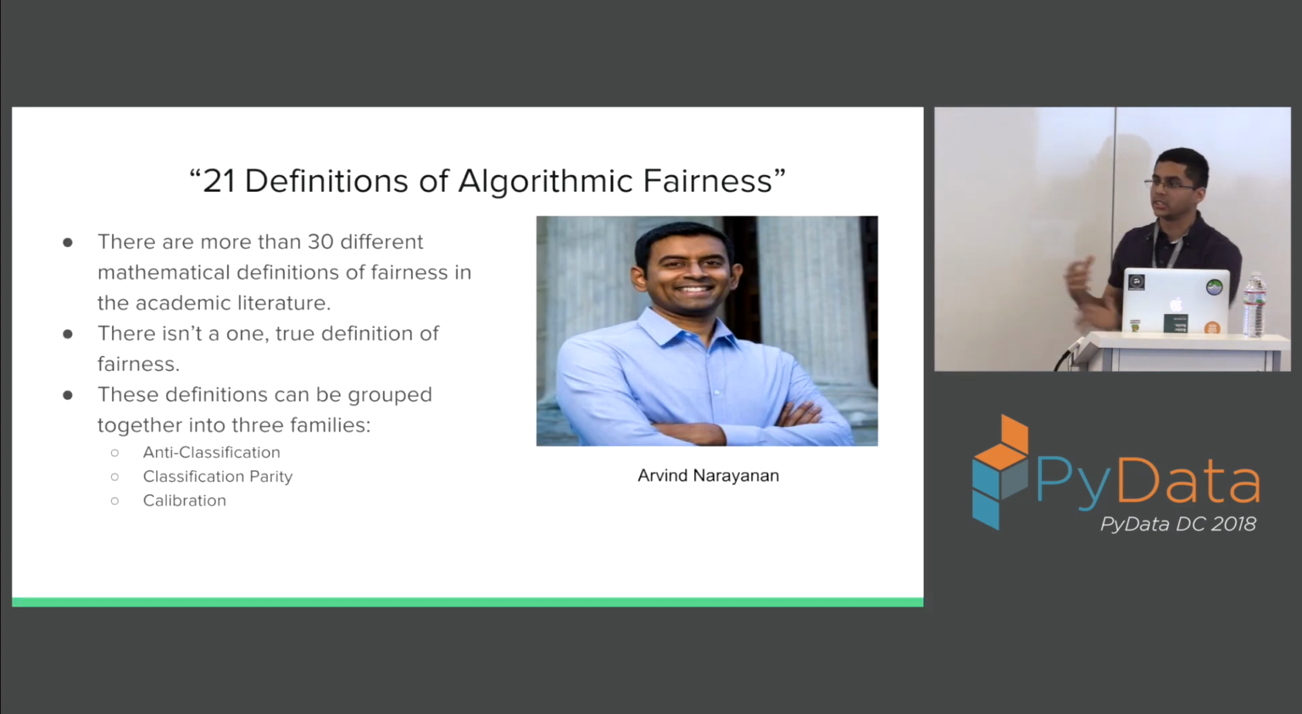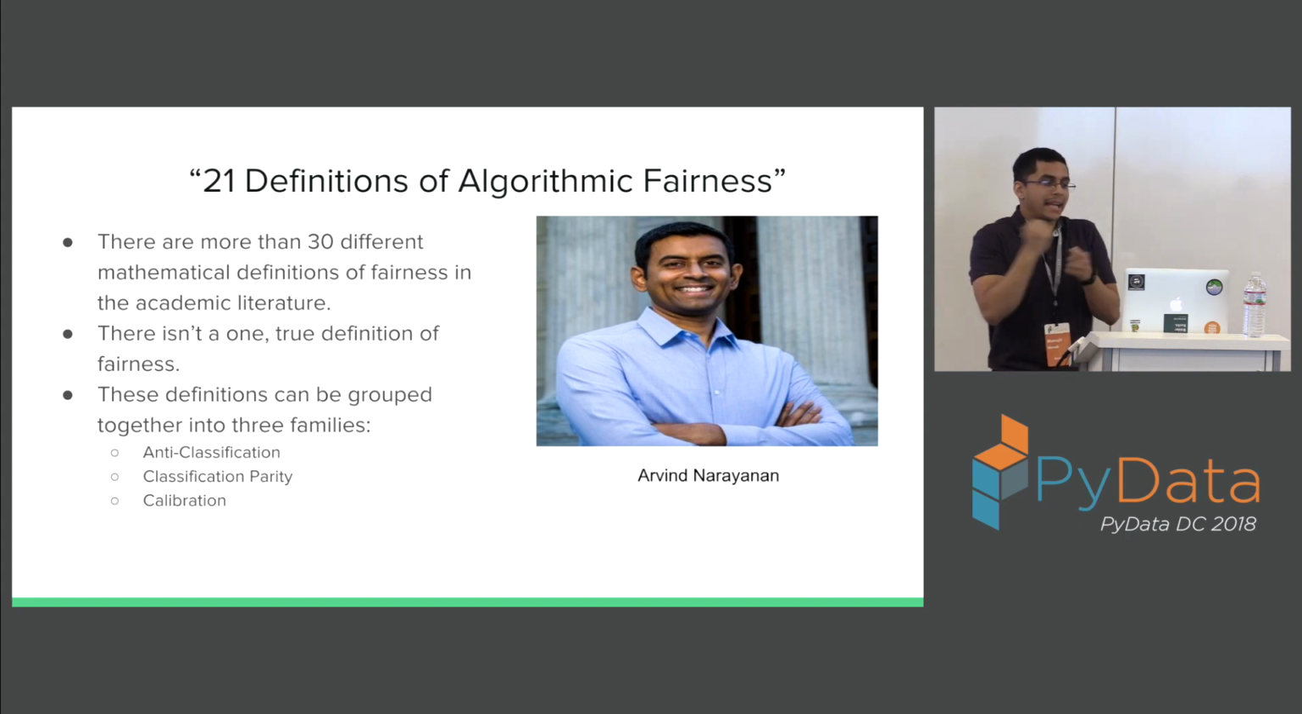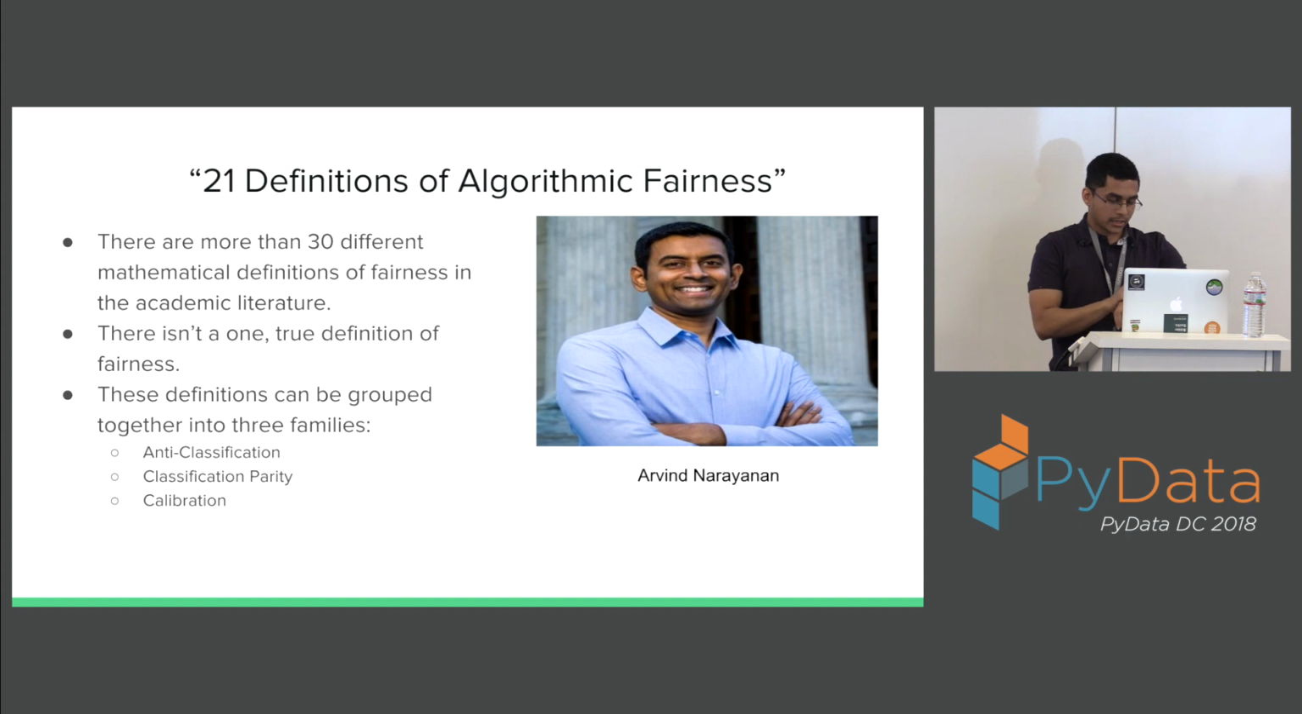So let's talk about definitions of algorithmic fairness. There was a nice talk earlier in February this year by a Princeton professor, Arvind Narayanan, about how there are 21 definitions of algorithmic fairness. And I guess now there are more than 30 definitions of algorithmic fairness in the literature.